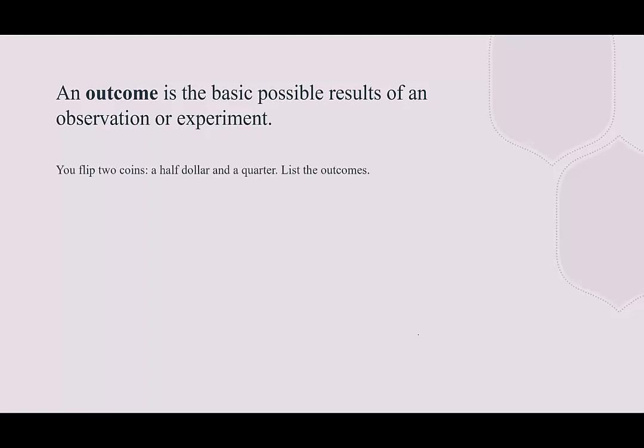You flip 2 coins, a half dollar and a quarter, list the outcomes. When we list the outcomes of these 2 coins, we want to be able to keep track of all of the things that could happen. So what could happen? I could flip a heads on both coins. So I'm going to say half dollar here, and I'm going to say quarter here. And I could flip a heads on the half dollar. I could flip a heads on the quarter. So that one possible outcome is they're both heads.